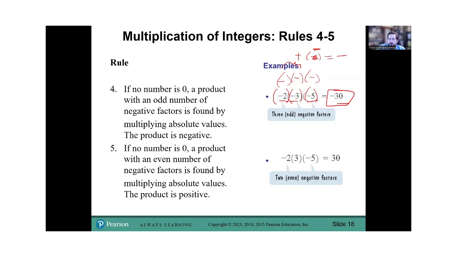If one of these numbers changes, now I have an even number of negatives. The negative on the 2 and the negative on the 5 will cancel each other to be positive, and so I have positives times positives. That ends up being positive. And so again, I take 2 times 3, which is 6, and multiply it by 5, and I get 30. And it's positive because I have an even number of negatives.